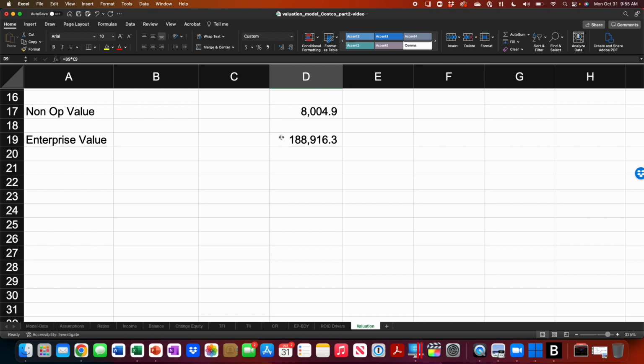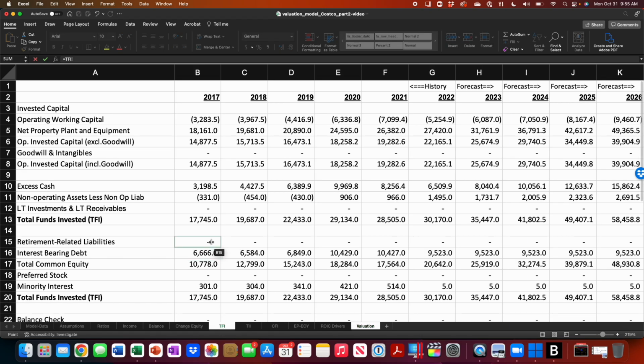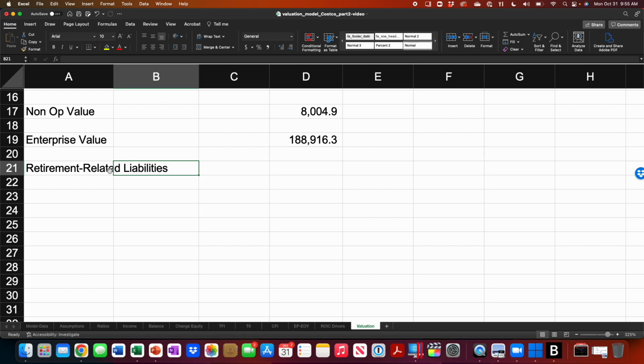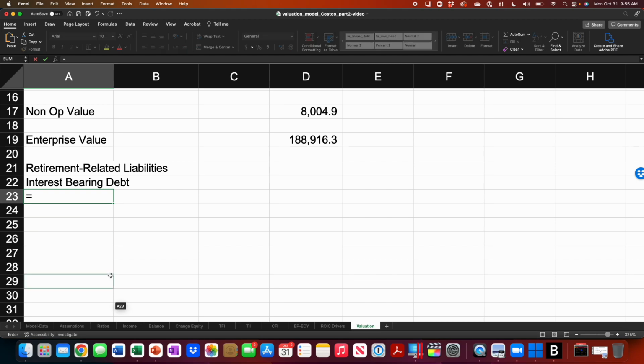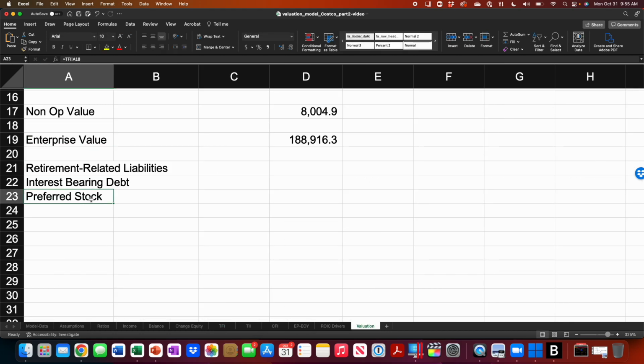Again, this is where TFI helps us because starting in row 21 equals from the TFI, the two debts we have on here are the retirement-related liabilities and the interest-bearing debt. Again, we've lumped short and long-term together in our standardized statement. Okay? Then the two equities that are non-common that we would have to pay back, because we're solving for the common equity, is preferred stock and minority interest. So those are the four stakeholders that would have to be paid back before we got a common equity value.